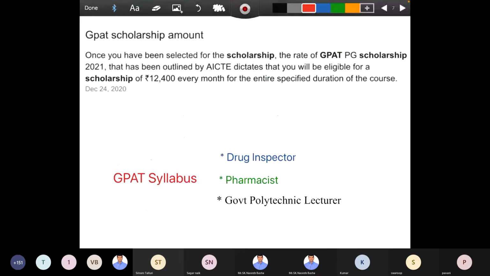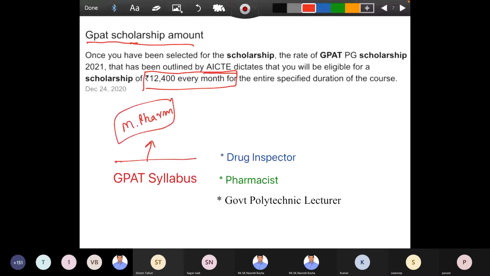When you qualify for GPAT, you will get a scholarship amount from AICTE. It is 12,400 per month. The other advantage is that GPAT qualification will give you a way for M-Pharm admission, right? In order to get M-Pharm admission, you need this.